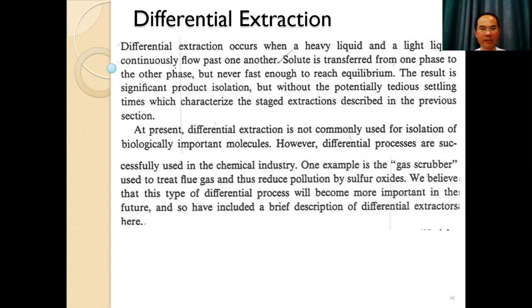Differential extraction occurs when a heavy liquid phase and a light liquid phase continually flow past one another. The solute transfers from one phase to the other phase, but it is never fast enough to reach equilibrium.